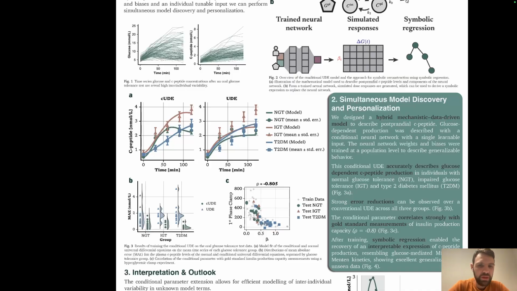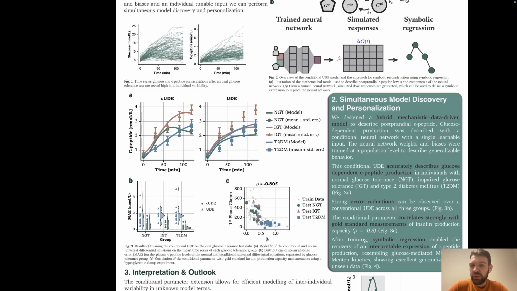We also looked at this beta I parameter that I previously mentioned, and we see that this beta I parameter actually correlates strongly with first phase clamp response, which is measured from a hyperglycemic clamp and is actually the gold standard method for measuring insulin or C-peptide production capacity. So now we have a neural network that accurately describes C-peptide production in response to glucose, and we can interpret this beta I parameter.